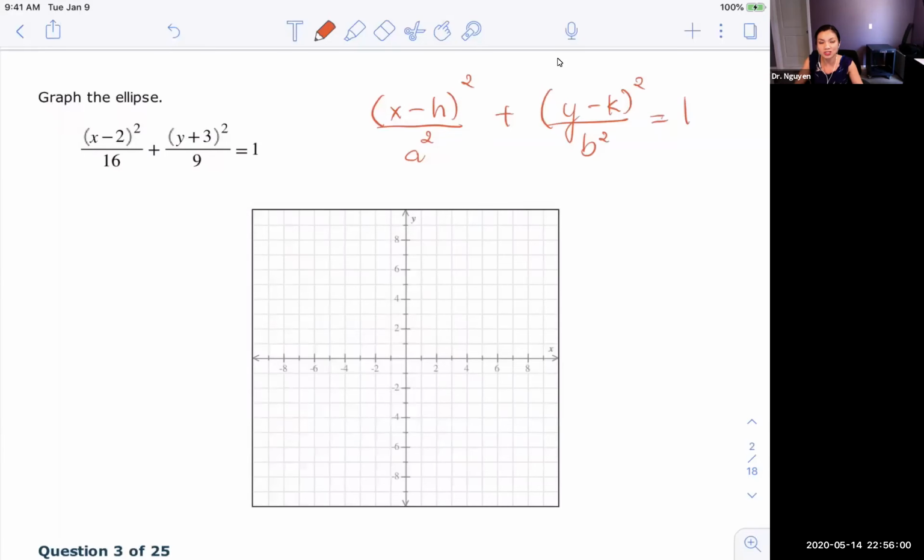Class, today we're going to try to graph the ellipse, and I have the standard form for you right here. Okay, so this is how I remember. H always goes with X, K always goes with Y, and I put A for X and B for Y. So for the ellipse, just like the circle, the center is important. If you have standard form, the center is just (h, k).